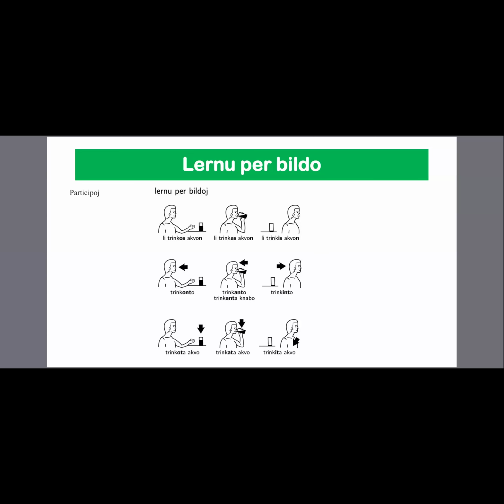You see, there is a cup of water which was put somewhere, and there is someone whose hand is approaching the glass. This is something which is not yet done, it is something in the future. That's why we say li trinkos akvon. Trinkos, as you see, the ending -os shows the future: he will drink water. Li trinkos akvon. Because the water is in front of him, not yet close to him.